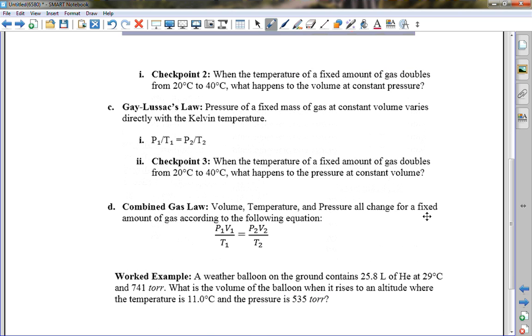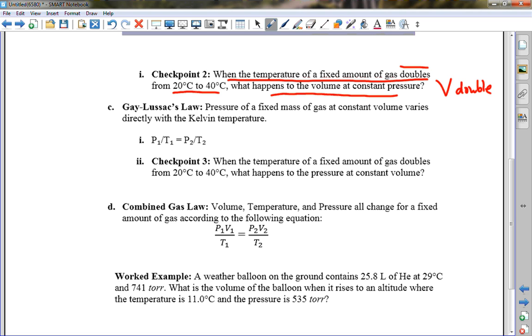Okay, so again, if we're looking at the temperature of a fixed amount of gas, it's doubling. So temperature doubles here from 20 degrees to 40 degrees Celsius. What happens to the volume at constant pressure? Well, then that volume would also double, because remember, they're directly proportional.